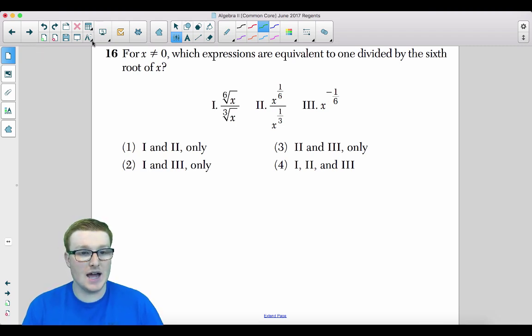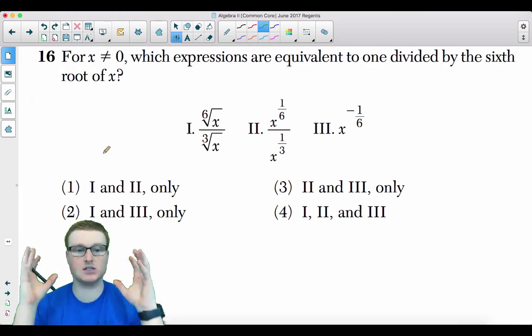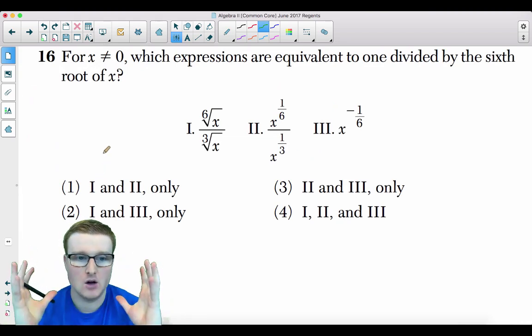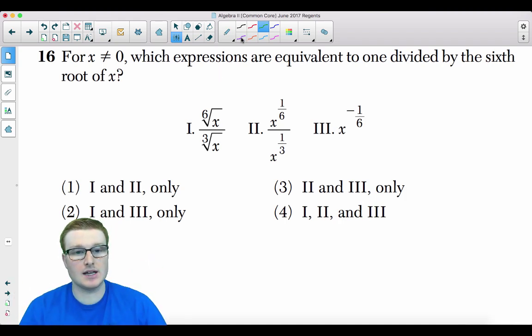Moving on to number 16. For x not equal to 0, which expressions are equivalent to 1 divided by the 6th root of x? This question is annoying. We're going to take this really slowly here. Let's take a look at choice 1.